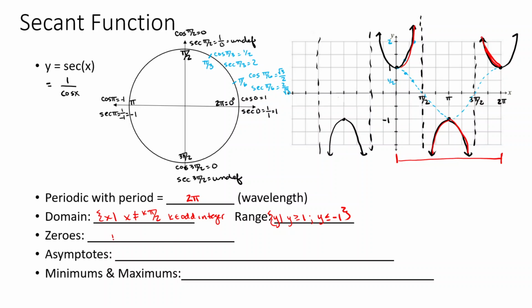Okay, it has no zeros. It never crosses the x-axis unless I add something and move it up or down. And its asymptotes are at all those k pi halves. Okay, so let's take a look at how we might do this.